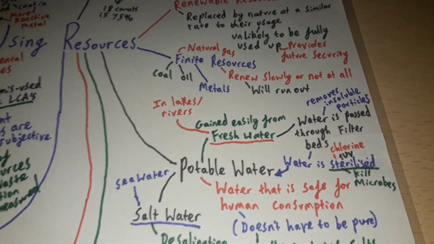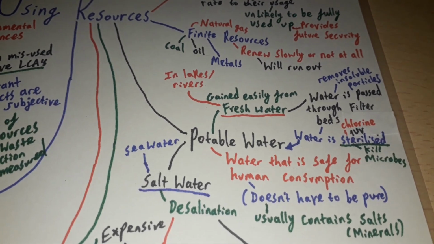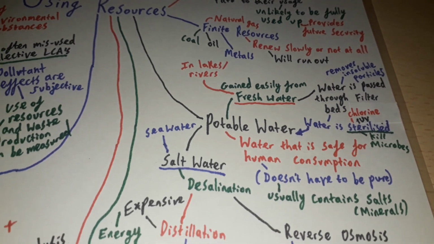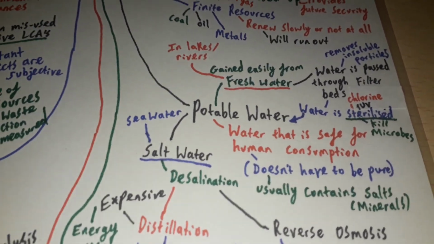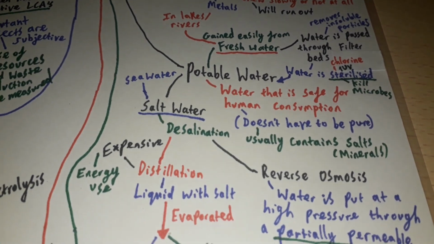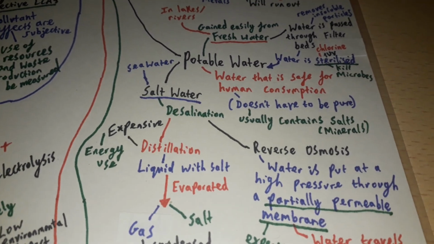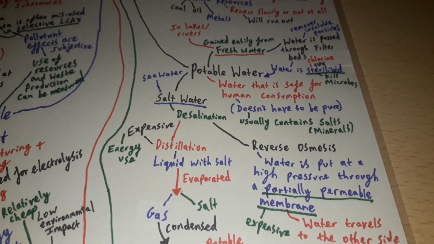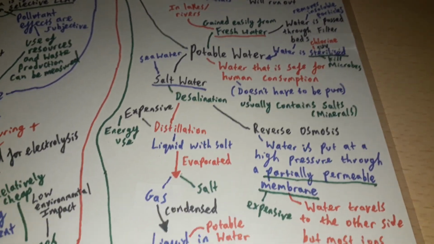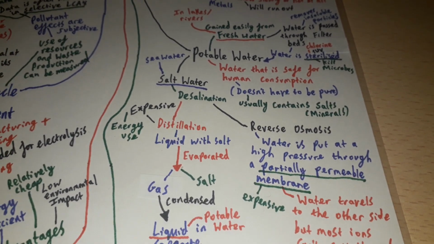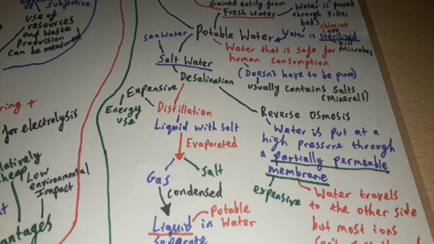However, sometimes in some places you won't get fresh water, so you're going to have to get it from seawater, which is salt water. You do this through the process of desalination. One method of desalination is distillation. This is where the liquid is combined together with the salt at the start because it's in the seawater. However, the liquid gets evaporated into a gas and is separate from the salt. The salt stays in the container, the gas goes out of it.